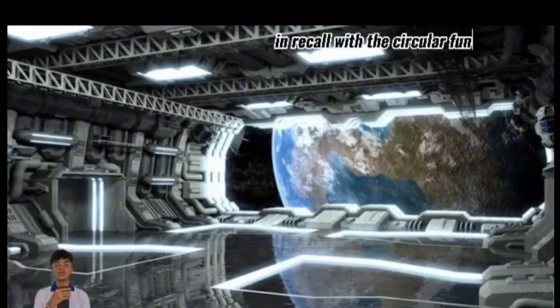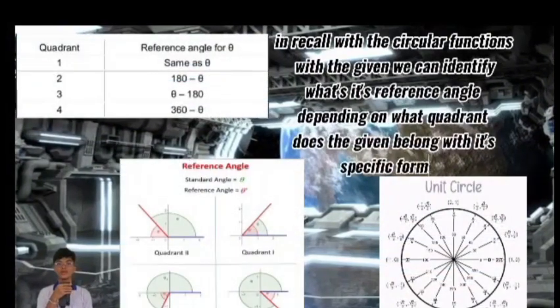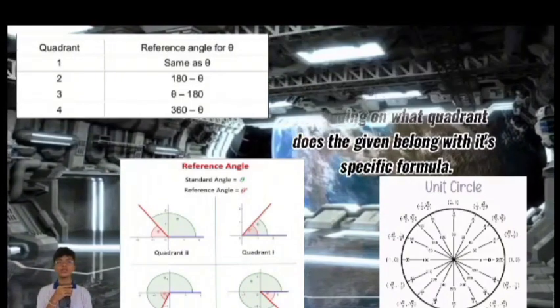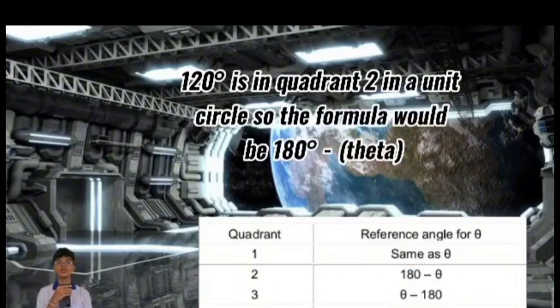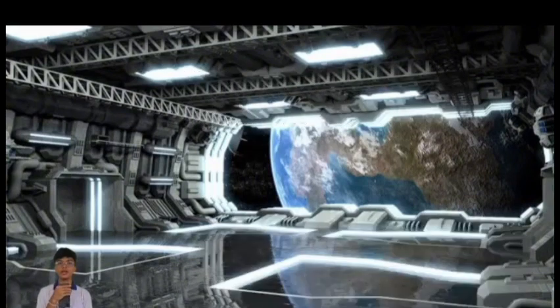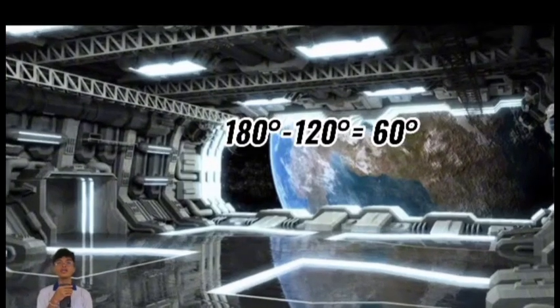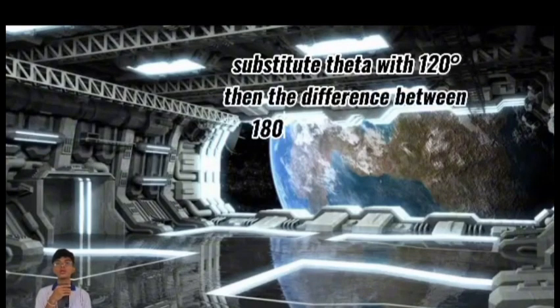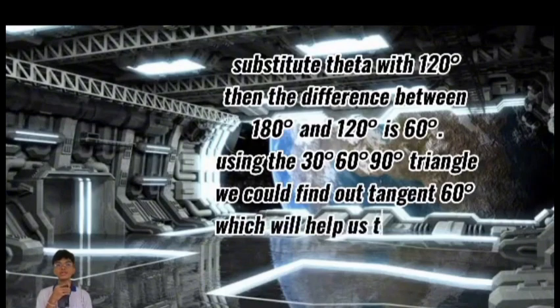And recall with the circular functions, with a given angle, we can identify its reference angle depending on what quadrant the given angle belongs to and the specific formula. 120 degrees is in quadrant 2 in a unit circle, so the formula would be 180 degrees minus theta. Substitute theta with 120 degrees, then the difference between 180 degrees and 120 degrees is 60 degrees.